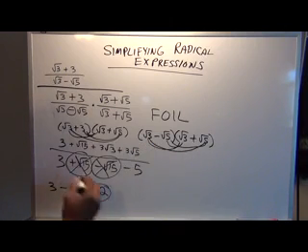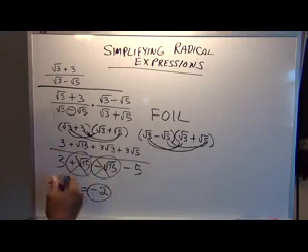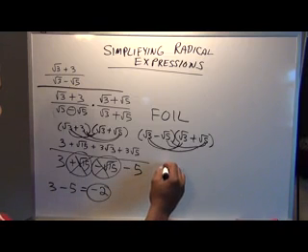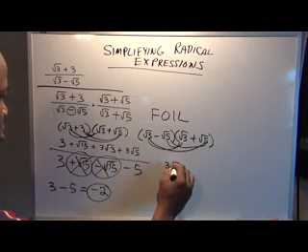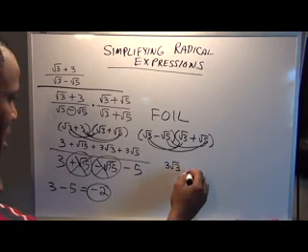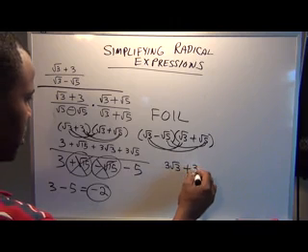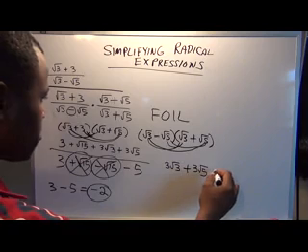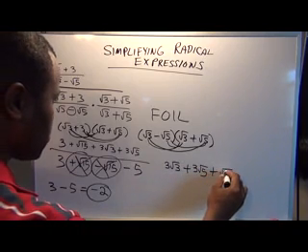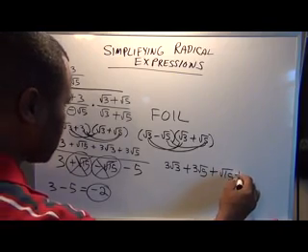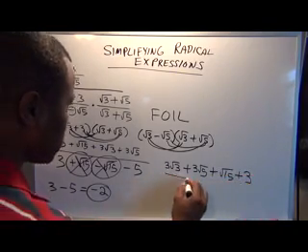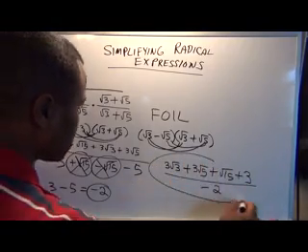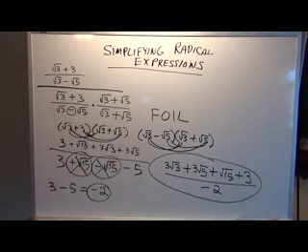So we're going to rewrite this. We're just going to put these in order. So let's just say 3 square root of 3 plus 3 square root of 5 plus the square root of 15 plus 3, over minus 2. There's your simplified radical expression.